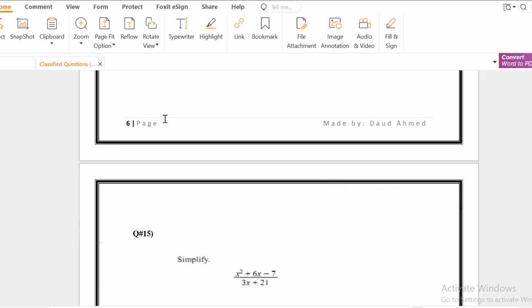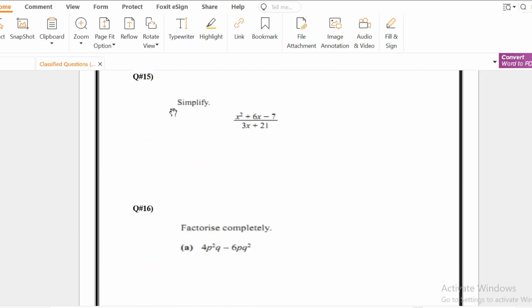Next, question number 15, we have to simplify, and remember in algebra we know how to factorize x squared plus 6x minus 7. If I think about the product of first and last, that gives me minus 7x squared, and some value is equal to 6x. I need to write two values which multiply to get 7, and if we add and subtract, it must be 6. So 7 into 1 gives us 7, and 7 minus 1 is 6.